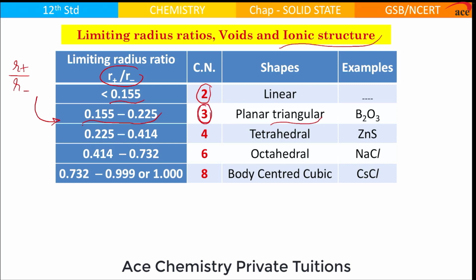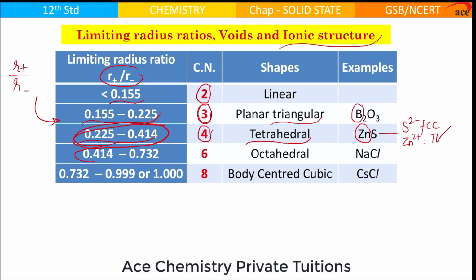3. Boron is present in a triangular void surrounded by 3 oxide ions. If it is 0.225 to 0.414, then your cation will be present in a tetrahedral void. So, if you remember, in zinc sulfide, sulfide makes up FCC and zinc occupies the tetrahedral void, and its size ratio is between 0.225 to 0.414.